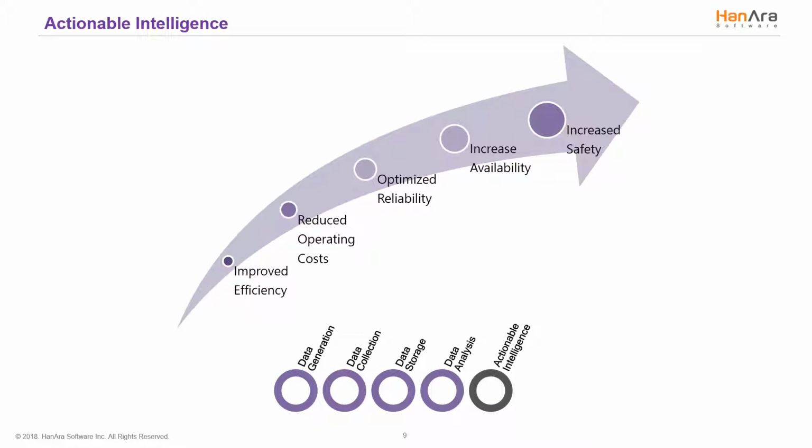For Hanara, we see the benefits of actionable intelligence as improved efficiency, reduced operating costs, optimized reliability, increased availability, and increased safety. Actionable intelligence should improve the decision-making process, which in turn improves the operation of the organization overall.